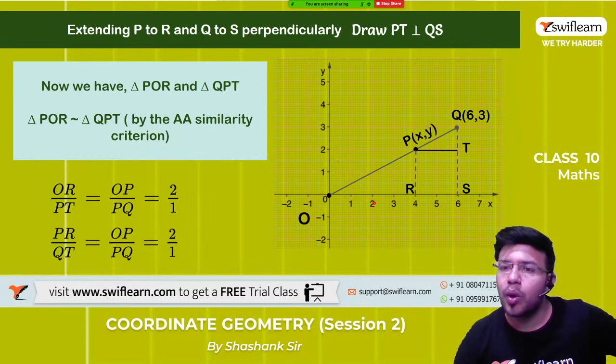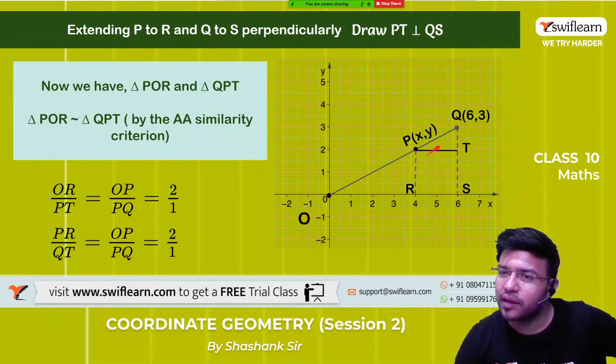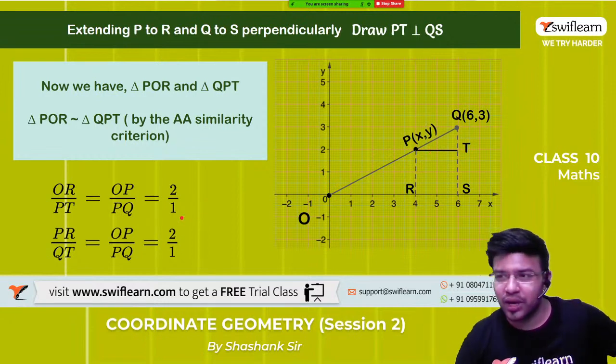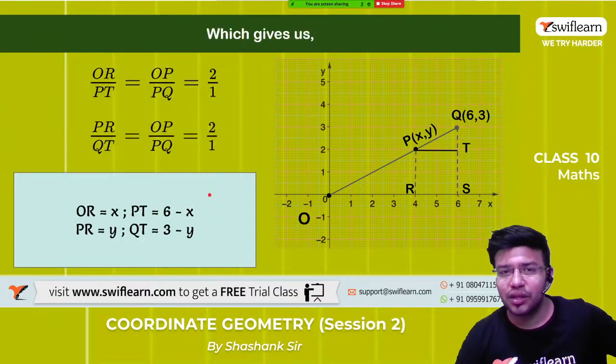Also PR by QT is equal to this by this, which is again 2/1. By the AA criteria we can write like this. Now, the same thing I have written here.